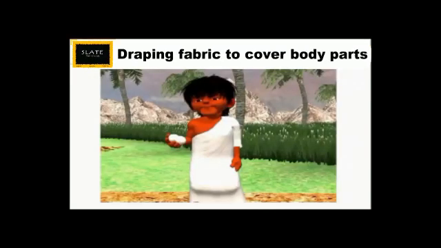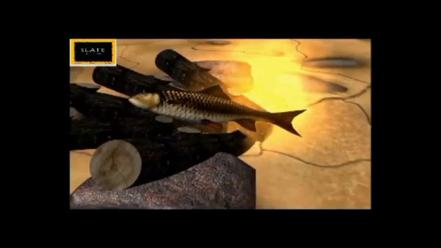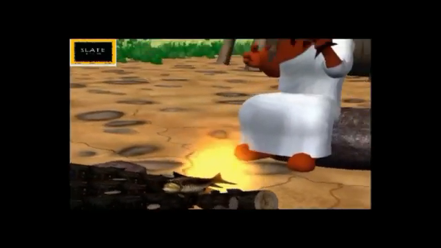So, what type of clothes were made out of these fabrics? Was it pants or shorts? No. In those days, stitching was not known. So, people simply draped the fabric around different parts of their body, just like even today, sari, dhoti, lungi, or even turban is used as a long unstitched piece of fabric. Amazing, isn't it?